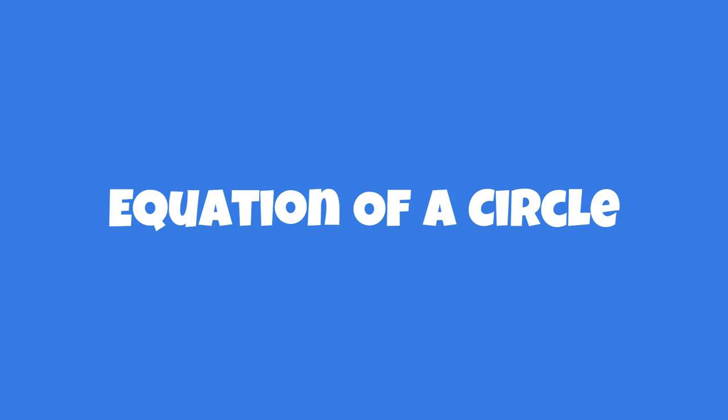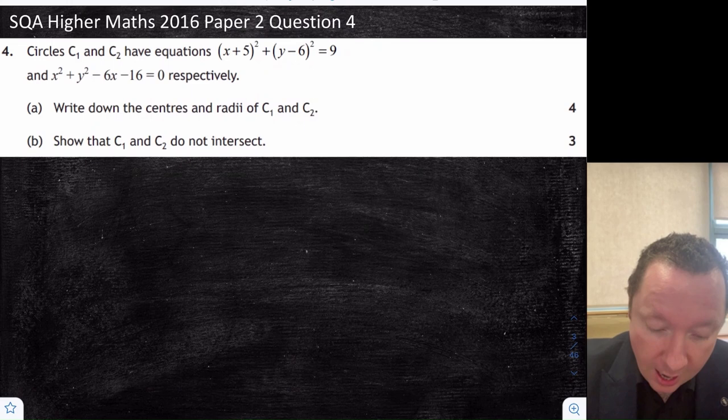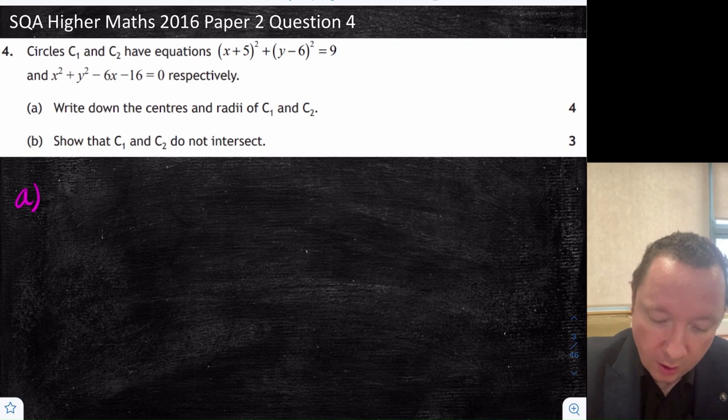So SQA Higher Maths 2016 paper 2 question 4 had this circle question. Circles C1 and C2 have these equations. Write down the centres and radii of the circles. So for part A, remember looking at the start of our exam paper, we are told quite a few things, but essentially minus 5, 6 is the centre here.